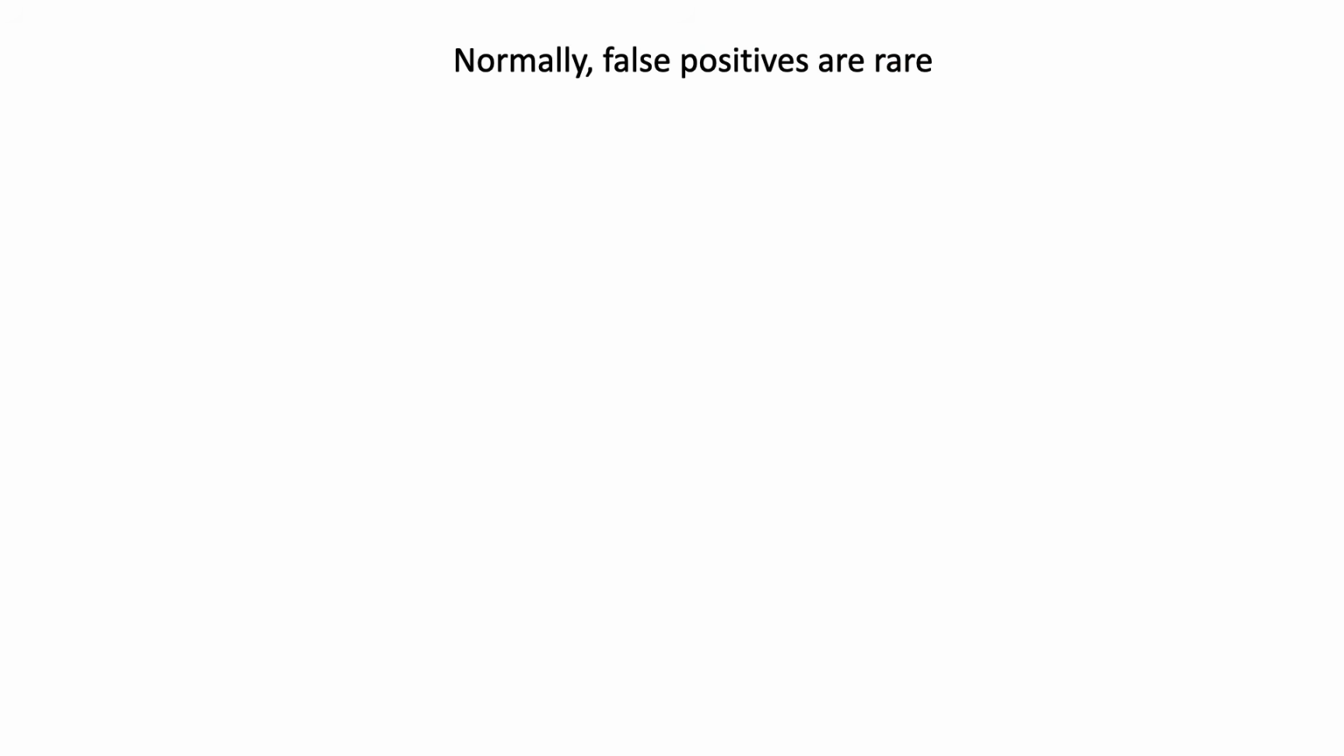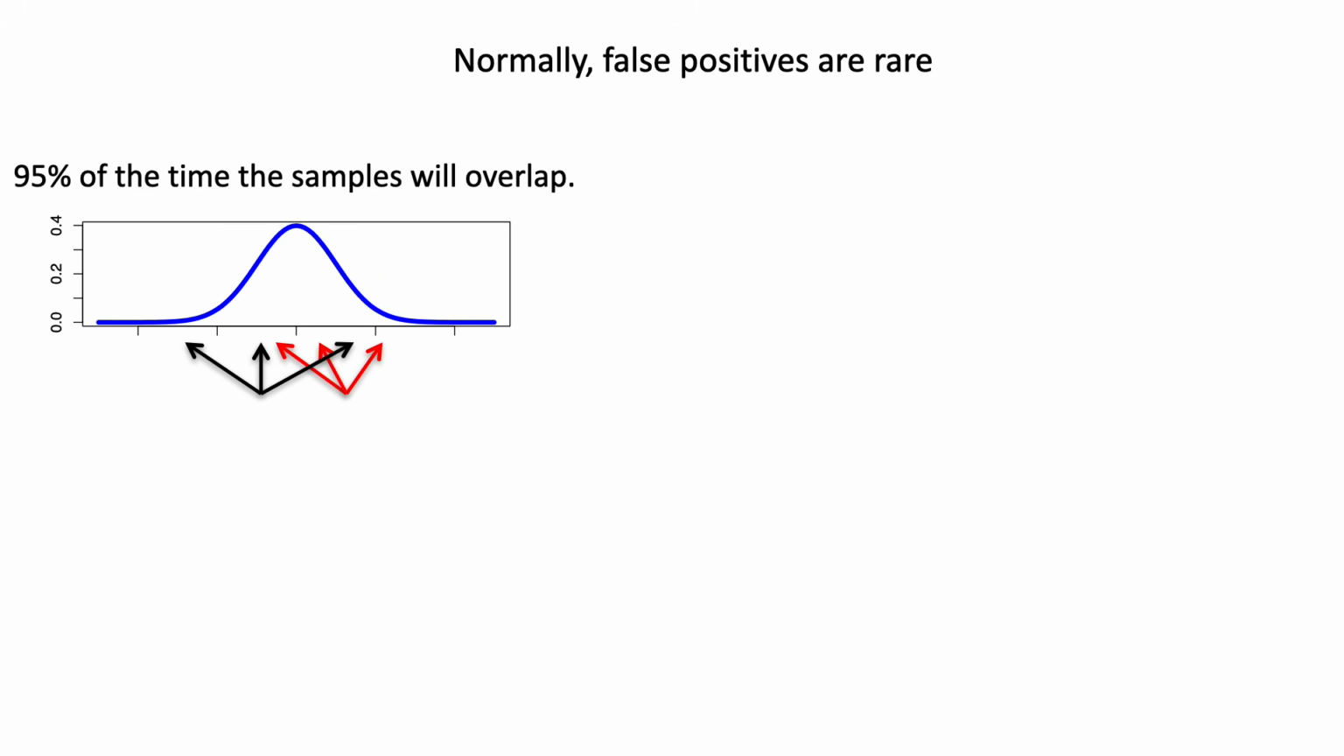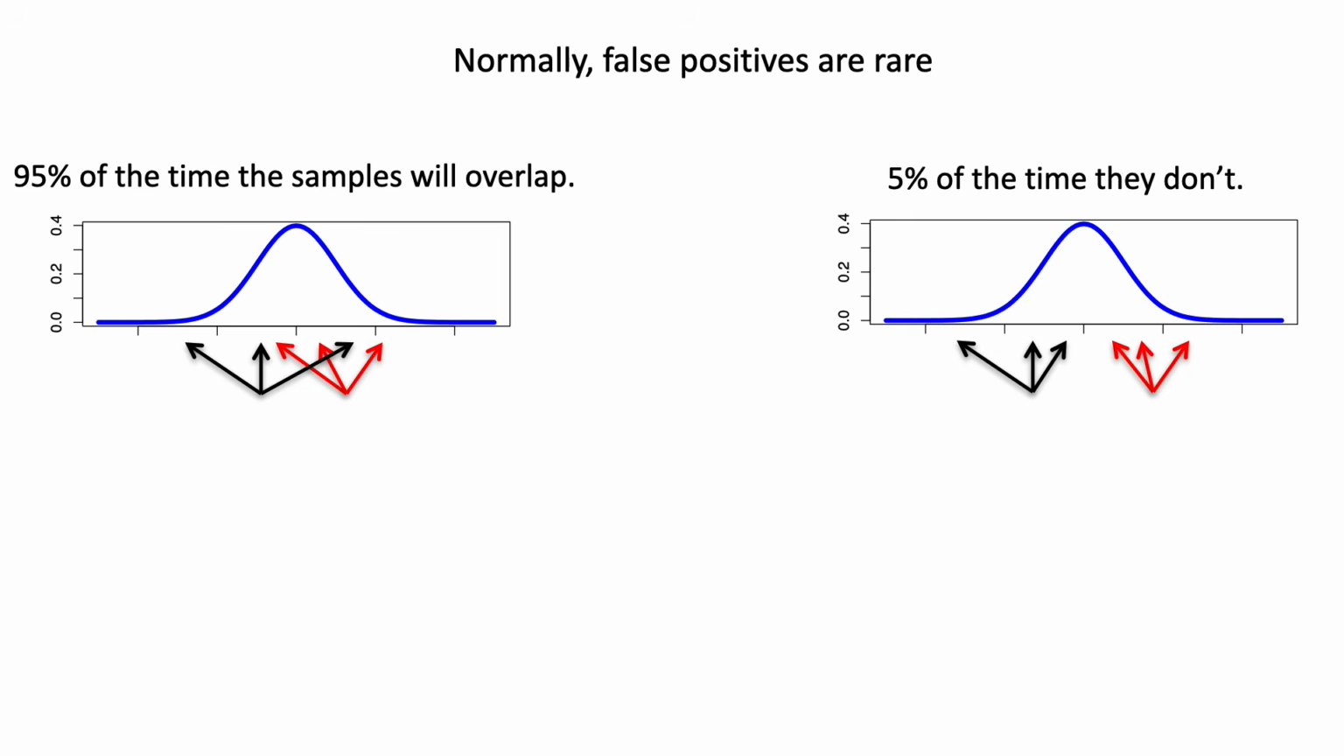Normally, false positives are rare, unless you're a p-hacker, but that's another StatQuest, already on YouTube. Anyways, normally, false positives are rare. 95% of the time, the 2 samples will overlap. This will result in a p-value greater than 0.05. 5% of the time, they don't. This will result in a false positive with a p-value less than 0.05.